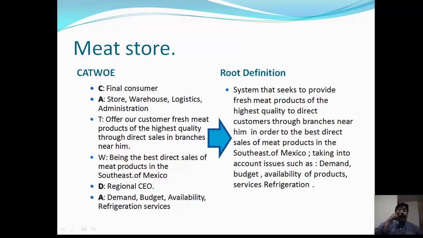So with this definition of the CATWOE analysis, we have a root definition, and it reads as this: system that seeks to provide fresh meat products of the highest quality to direct customers through branches near them, in order to be the best direct sales of meat products in the southeast of Mexico, taking into account issues such as demand, budget, availability of products, services of refrigeration, etc. So the root definition is the way that we communicate what the problem is or what the system does.